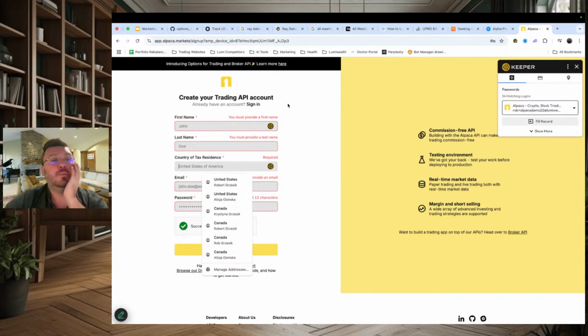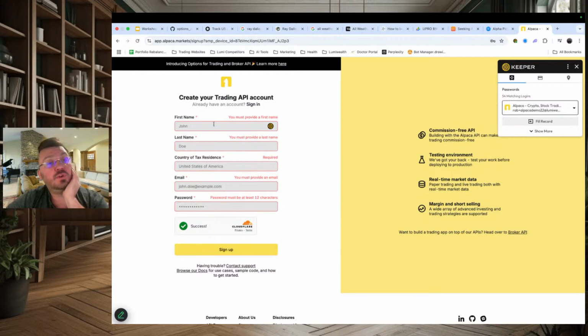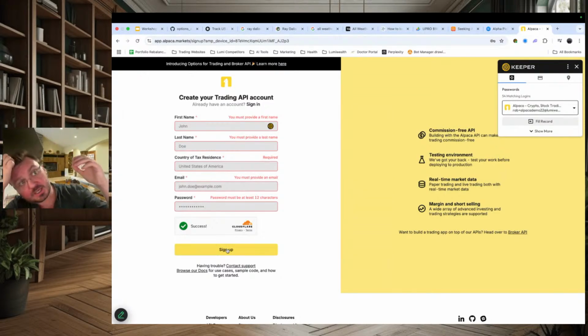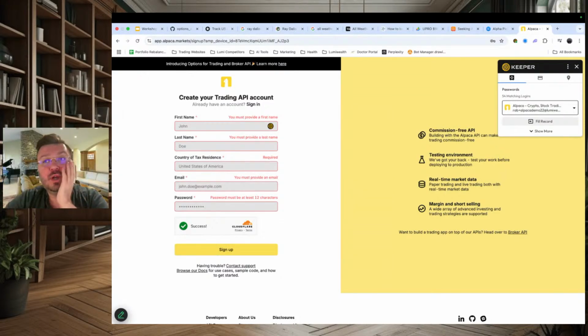Feel free to fill out this form: first name, last name, country, email. Give them a password, and then hit sign up. When you do that, you're going to get an email. You're going to have to verify your email address because they want to verify it. Click on that button in your email, and then come over and log in.